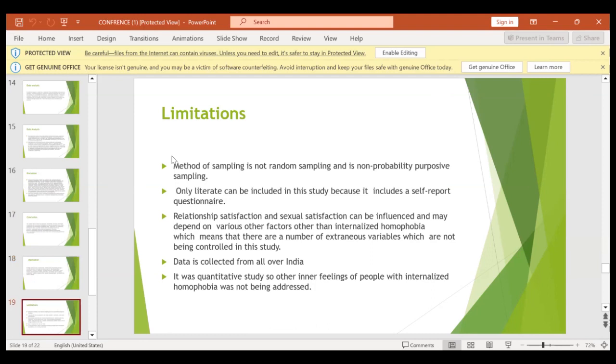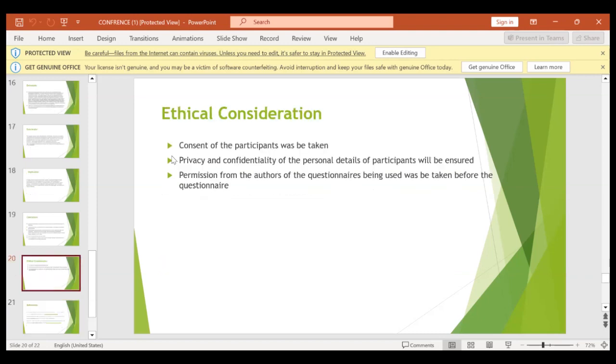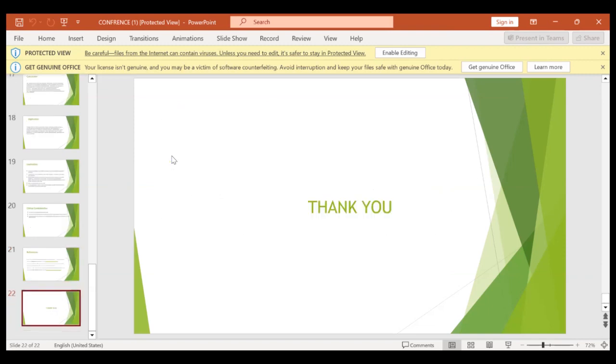Limitations were that it can be done with literate people, not with illiterate people. Data was collected from all over India, and a quantitative study was used, so the feelings of internalized homophobia were not addressed. Ethical consideration was particularly taken: consent was taken, privacy and confidentiality were maintained, and permission was taken before sending the questionnaire. These were the references, and thank you.